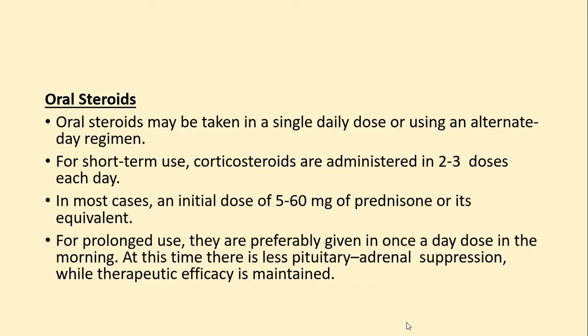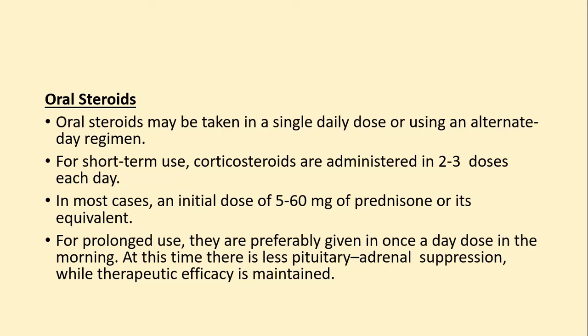Oral steroids. The oral steroids may be taken as a single daily dose or using an alternate day regimen. For short-term use, that is less than a month, corticosteroids can be administered in 2 to 3 divided doses. And in most cases, the initial dose is anything between 5 to 60 milligram of prednisolone or its equivalent.